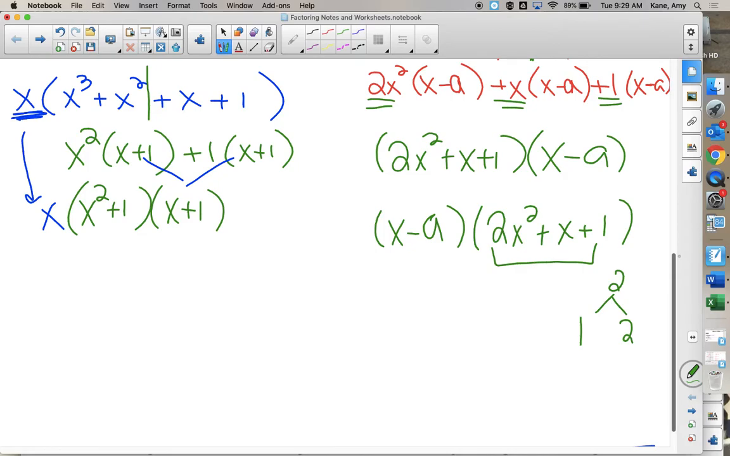Any questions with the factoring by grouping? AC grouping or traditional grouping.